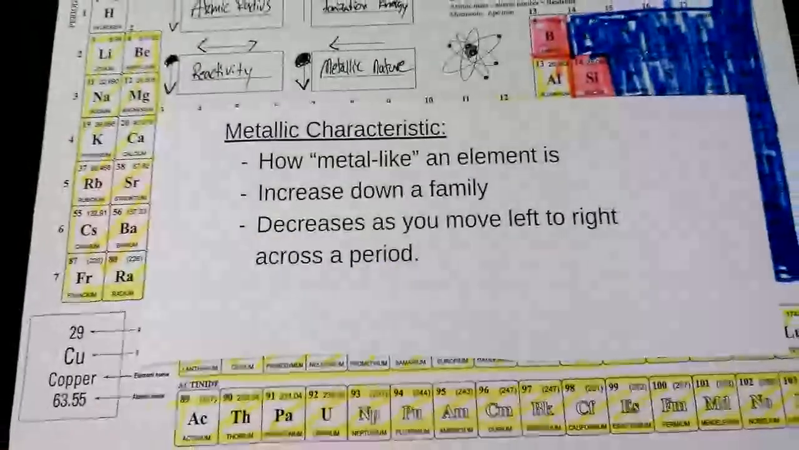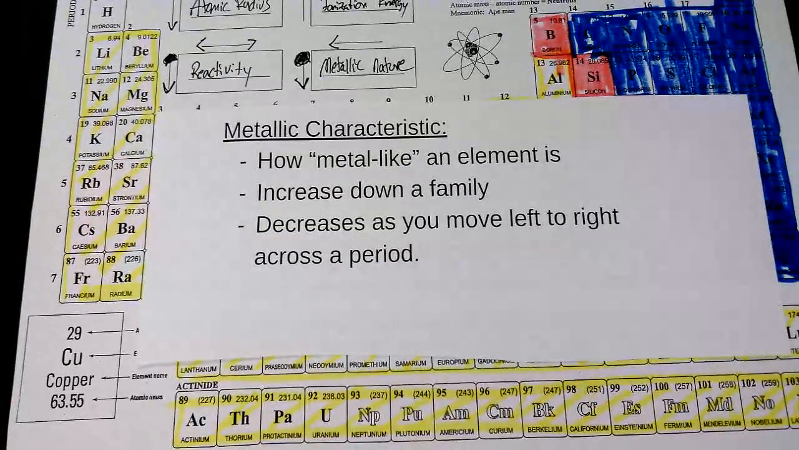And here's your metallic characteristic, or your metallic nature definition. It's how metal-like an element is. It increases down a family, and it decreases as you move left to right. Those are our periodic trends.